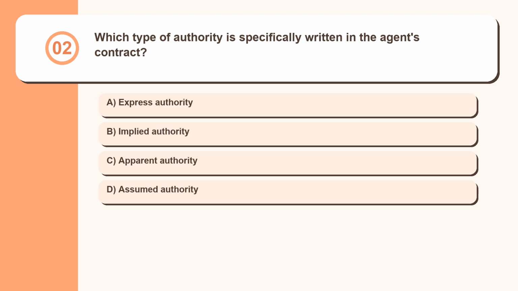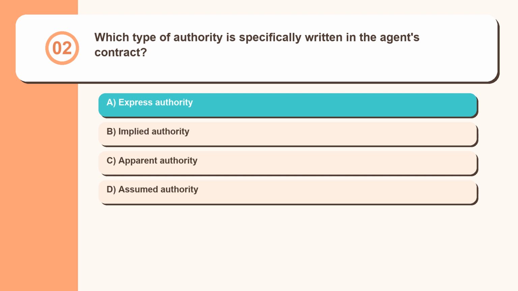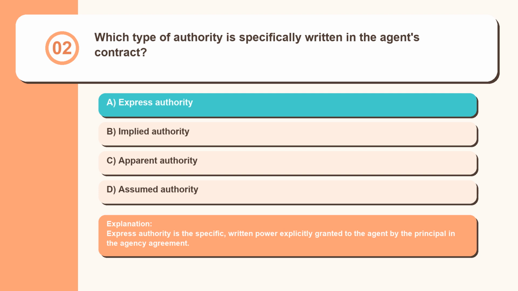Question 2. Which type of authority is specifically written in the agent's contract? Express authority, implied authority, apparent authority, assumed authority. Express authority is the specific, written power explicitly granted to the agent by the principal in the agency agreement.